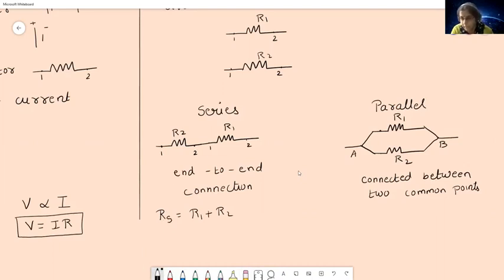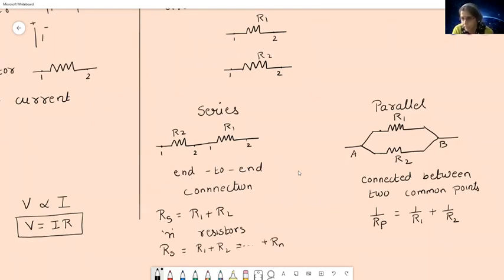But whereas in parallel, the total resistance is given by Rp equal to 1 by R1 plus 1 by R2. So P stands for parallel, and S stands for series. If I have n number of resistors, then the total resistance in a circuit is going to be R1 plus R2, and the addition is going to go on like this until Rn.